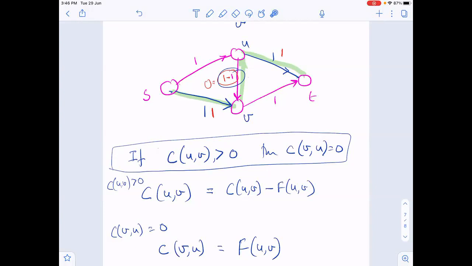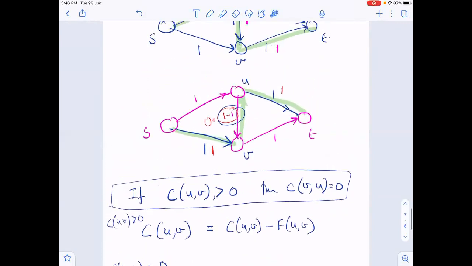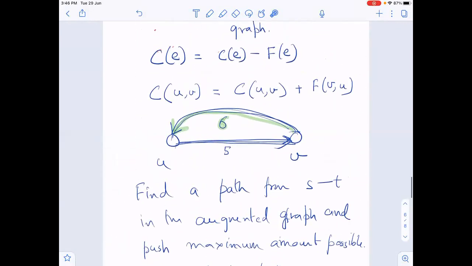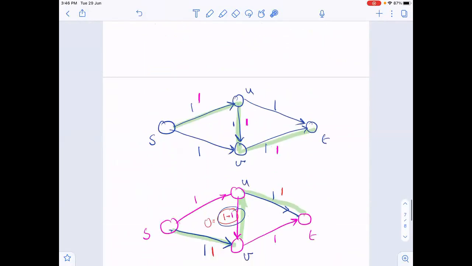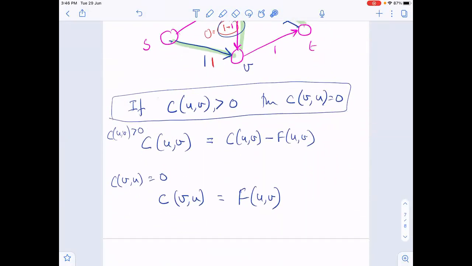Is it clear what the algorithm is doing? After finding the augmenting path, again we search for a new path. You always find the path in the augmented graph, not in the old graph.